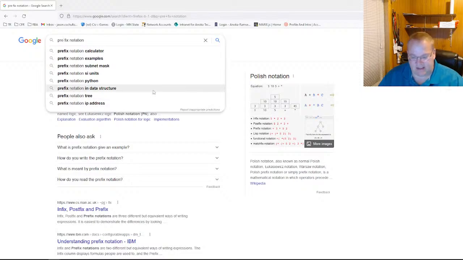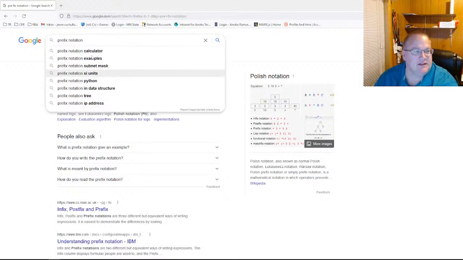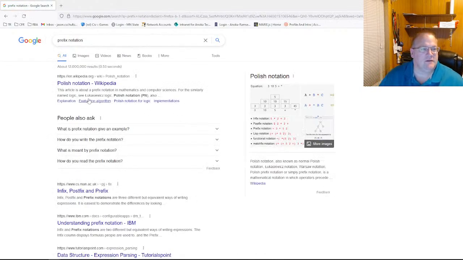In fact, actually, it's not supposed to be 2 words. It's supposed to be there. There. Reverse Polish, or prefix. But this brought me straight to Polish notation. But wait a second. It's Wikipedia.